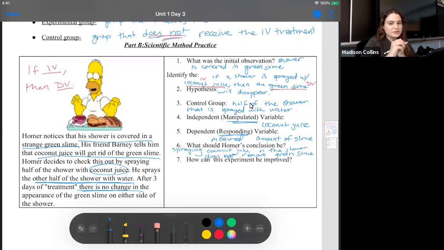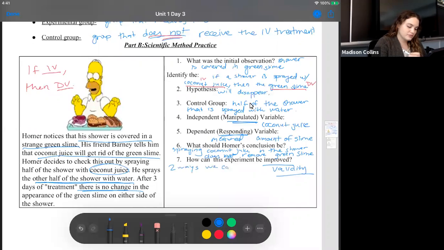All right, and finally, number 7, how can this experiment be improved? This also brings in the concept of scientific validity that we mentioned yesterday. Remember, if an experiment is valid, it's true, it's right, it's real. So there are 2 ways we can improve validity. And these 2 ways are going to come up a lot, so make sure you guys write this down. So 2 ways we can improve validity are, 1, you can increase the sample size.